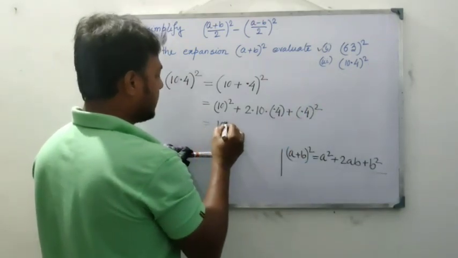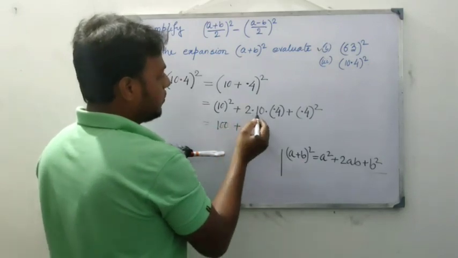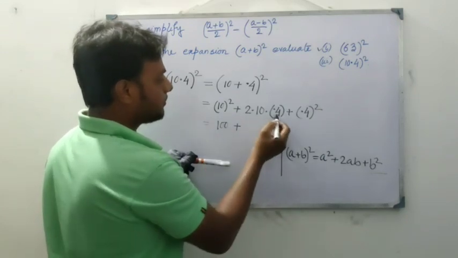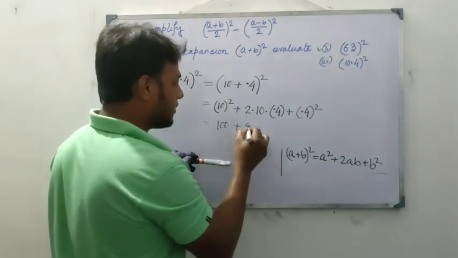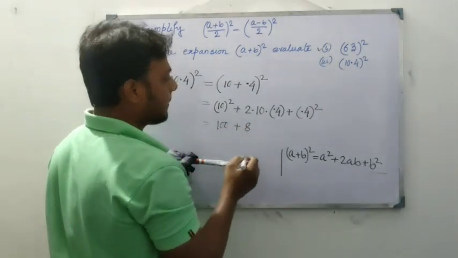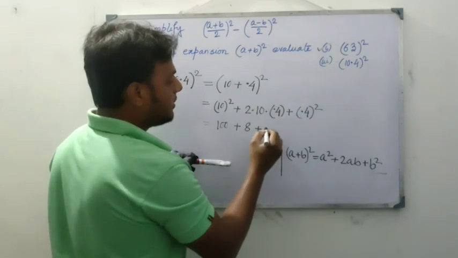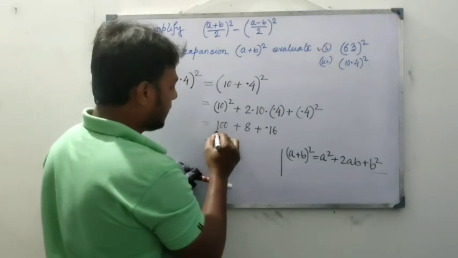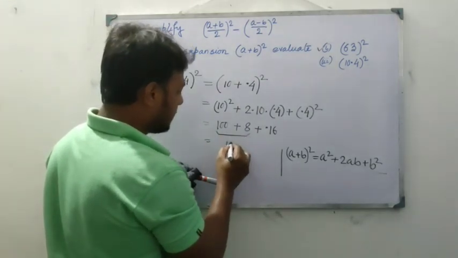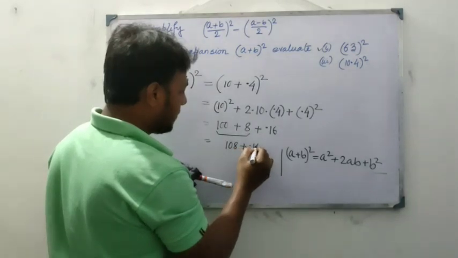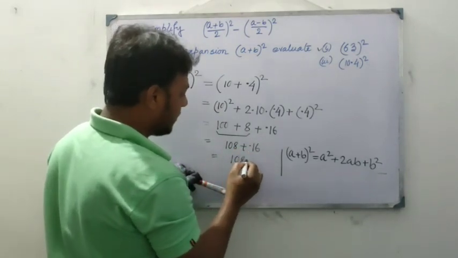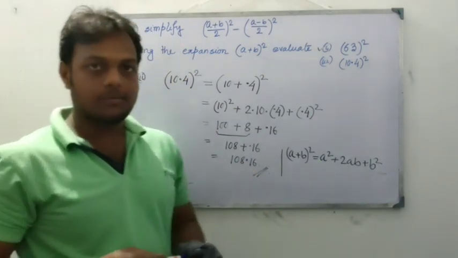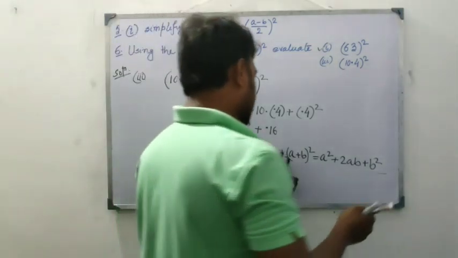Next, 10 square means 100, plus 2 into 10 into 0.4, which is 8, plus 0.4 square means 0.16. If we add the integer part, then it is 108 plus 0.16. This is nothing but 108.16. This completes the solution. Did you get it? Okay, go to the next problem.